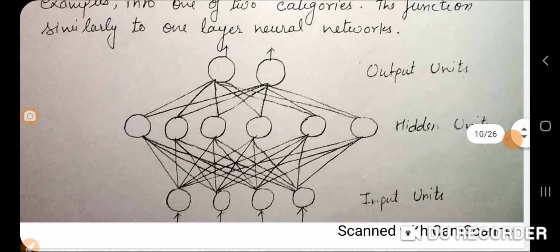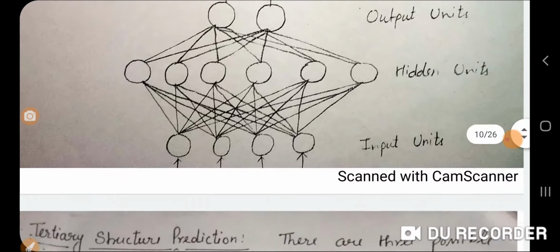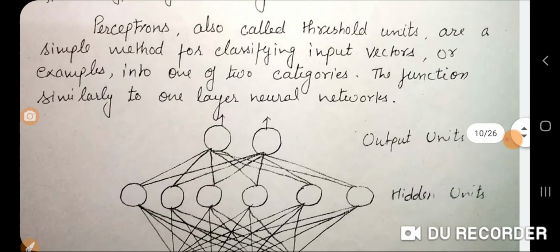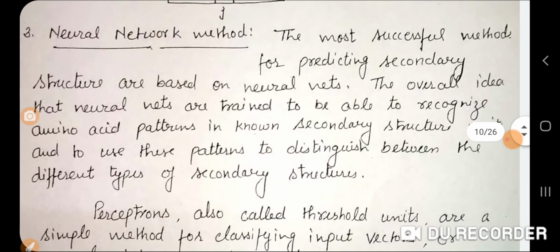Whatever amino acid sequence you give is analyzed against the previous results, and then it will return your results. So it is the best possible method for secondary structure prediction.